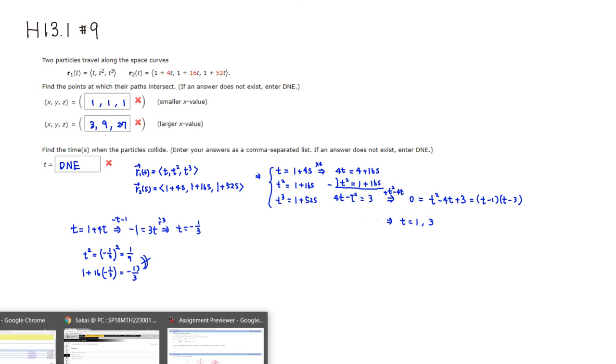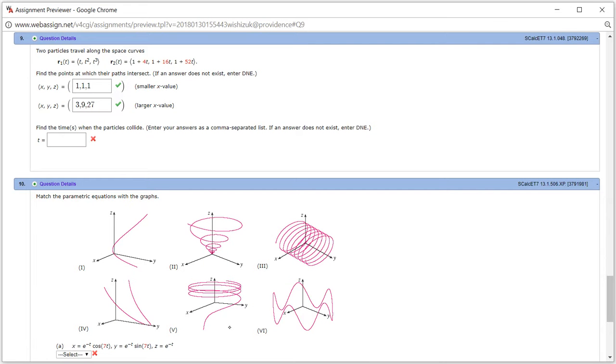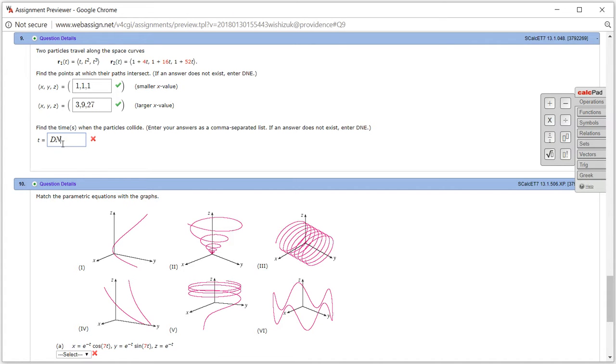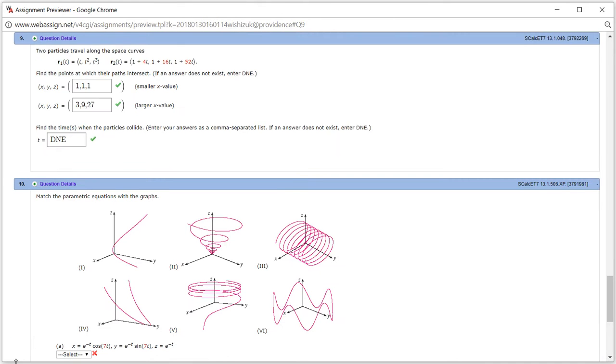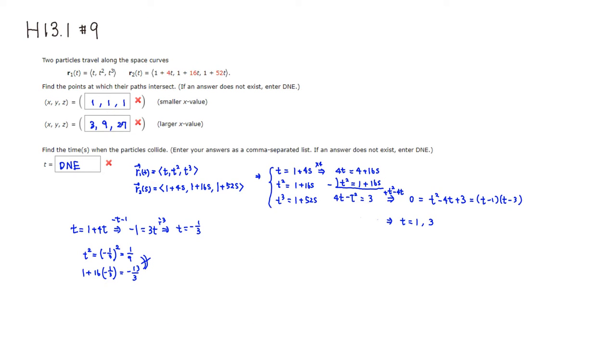So here, let's type in D, N, E. Let's check the answer. It came back and looks like we got this one correctly as well. That's it. I hope that this was clear.